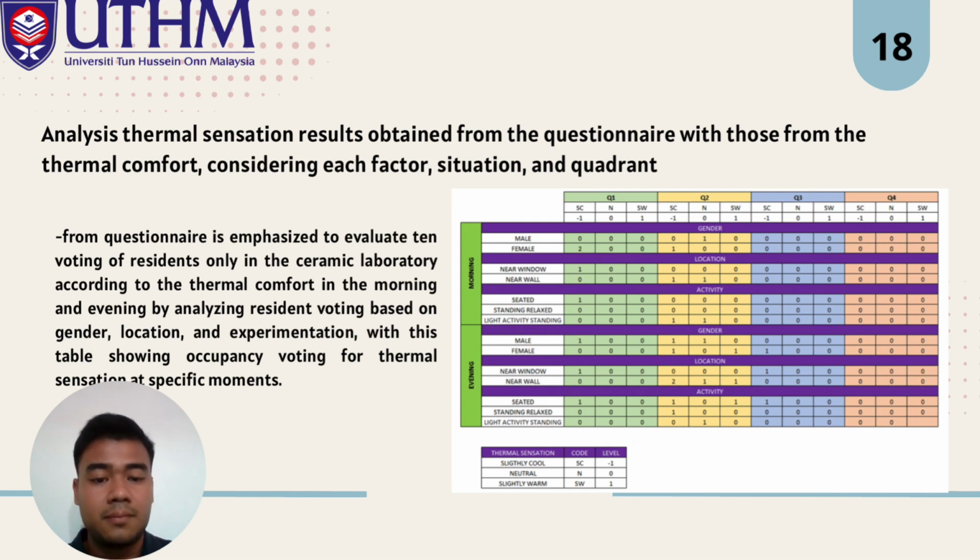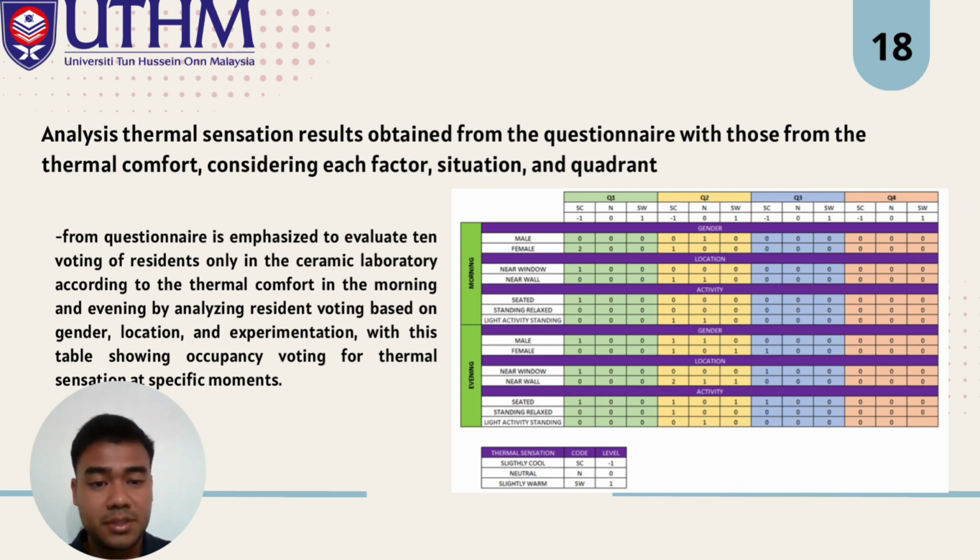And then for the evening, 1 person at quadrant 1 for gender, and then 4 persons at quadrant 2 for gender. And then for location, near the window there is one person doing their job at quadrant 1, and then we have 4 people doing their work at quadrant 2, which is near the wall. And the last one is the activity they do, which is at a seated position.